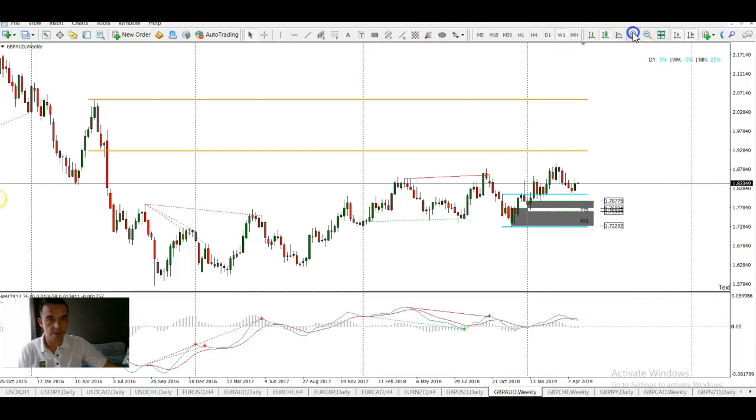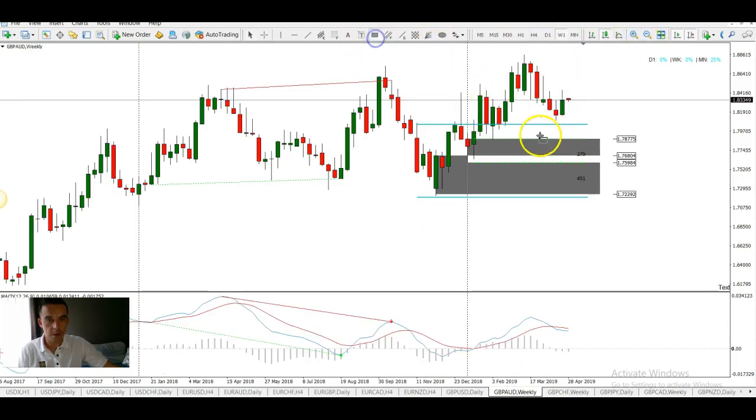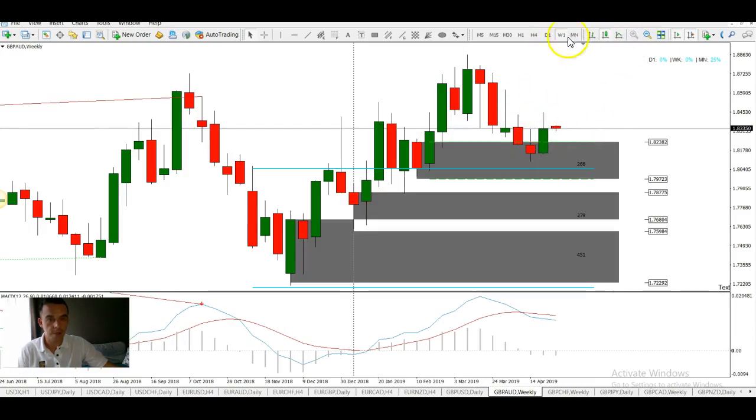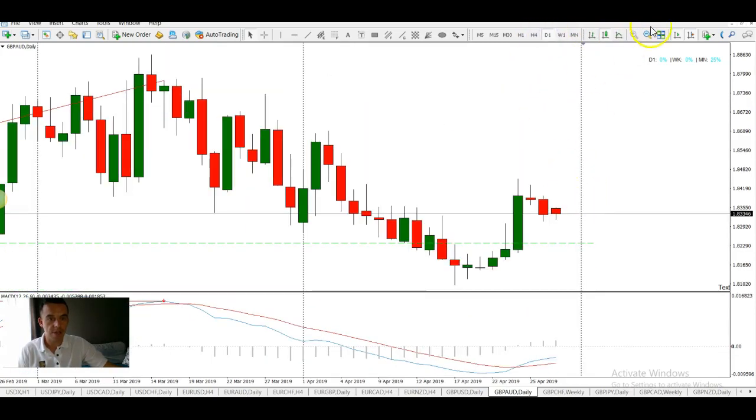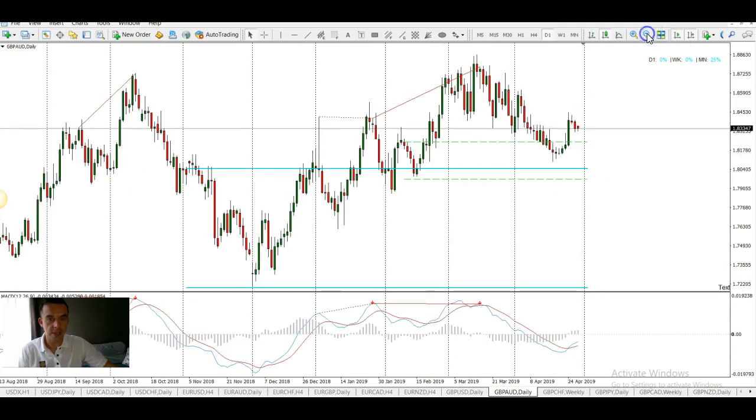Similar story with the British pound Aussie. We had the reaction at this area here last week. This area caused a new high in the weekly, comes back down to test it, and moving up. Any day trading opportunities in it? No daily zones yet. So again, we've only had one signal so far.